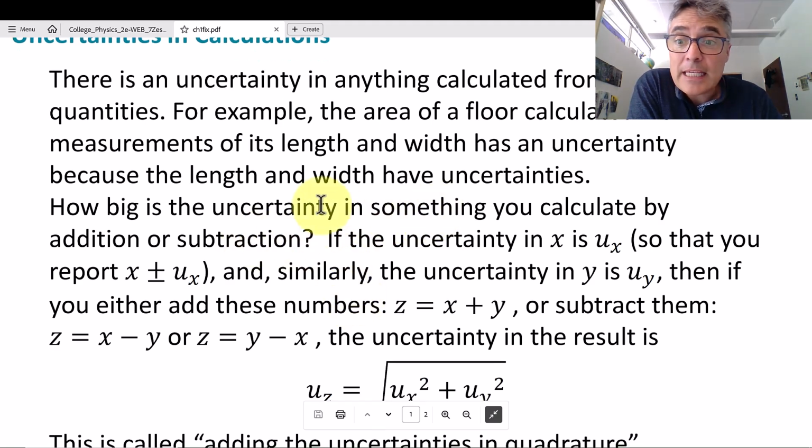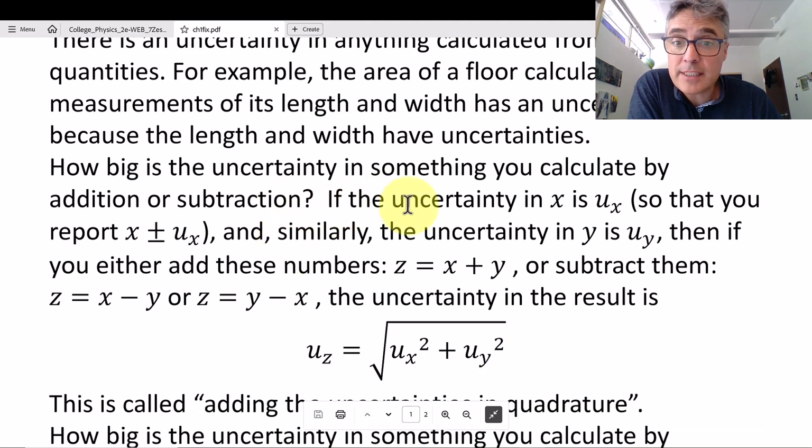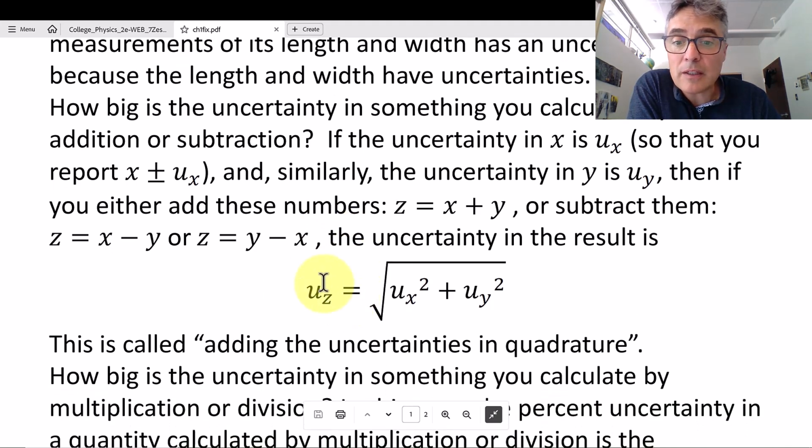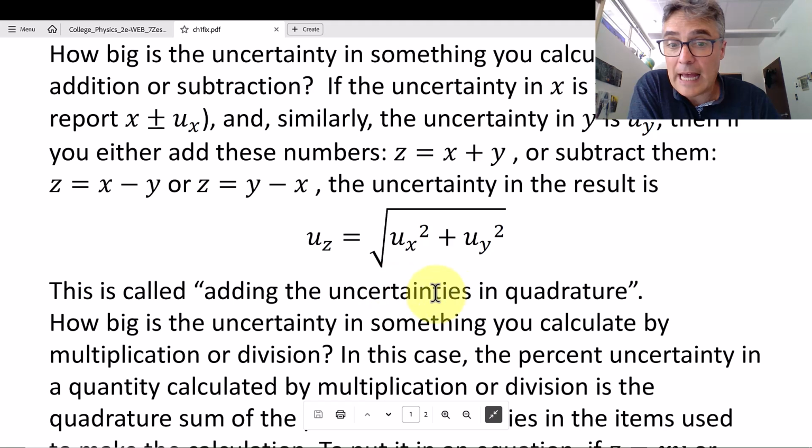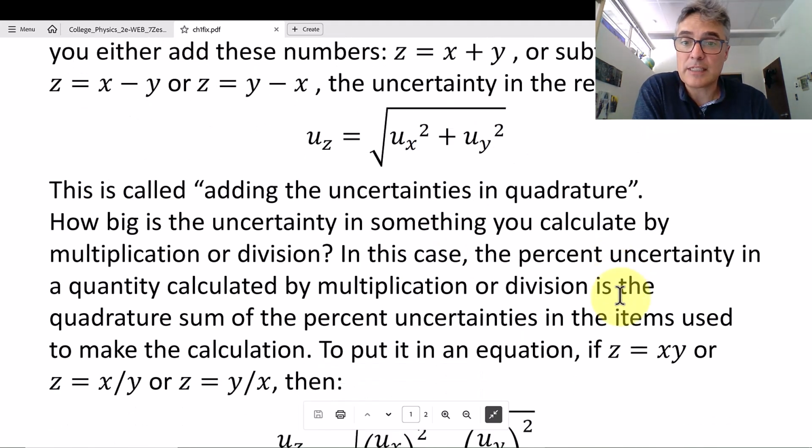How big is the uncertainty in something you calculate by addition or subtraction? Well, here's the example. If the uncertainty in x is ux, so that you report x plus or minus ux, and similarly, the uncertainty in y is uy, then if you either add these numbers, z equals x plus y, or z equals x minus y, or z equals y minus x, the uncertainty in the result is the square root of the sum of the squares of the uncertainties of the two numbers. This is called adding the uncertainties in quadrature. So that's addition or subtraction.